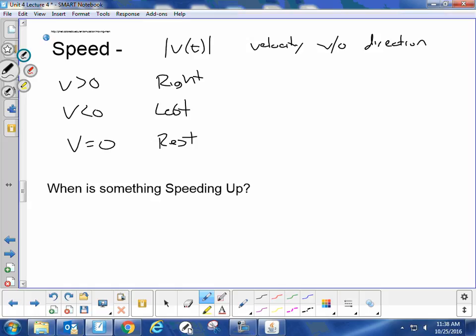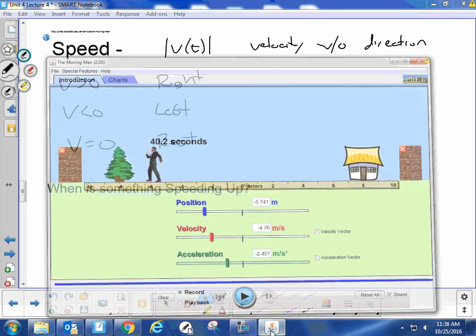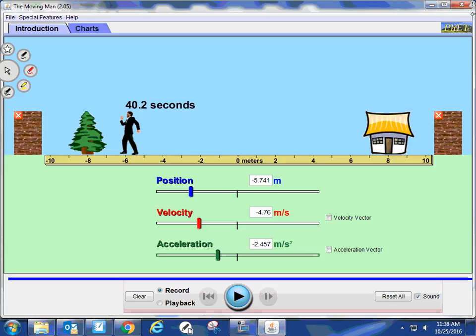Now, important thing to know is that you can speed up moving to the left or to the right. And it's all about the signs of your velocity and your acceleration. We should be familiar with this dude. Here's the guy. Now, if I give him a positive velocity and 0 acceleration, is he speeding up at all? No. He's going to have some acceleration to speed up. His velocity is constant. That means acceleration is 0. He's neither speeding up or slowing down.